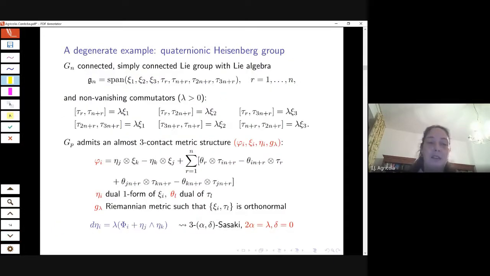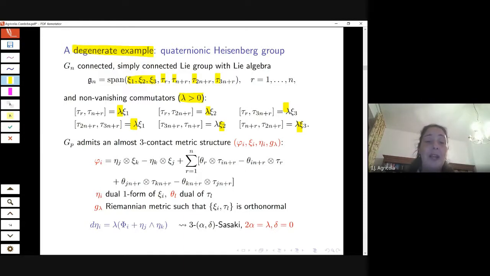Here comes a degenerate example to see that this really happens. So the role model for the degenerate case is the quaternionic Heisenberg group. Now, I put down everything here, but this is just to say that things are explicit. You're not supposed to read all the indices now. So this is the simply connected Lie group with Lie algebra g_n, which has 3 vector fields. And then I will have tau, R^n plus n, R^n plus R^2n plus R^3n plus R, where r goes from 1 to n. Here are the commutators. I make the commutators depend on the positive constant lambda, which just appears right in these places. And then here's a wrong index. This should be an n and not a p.